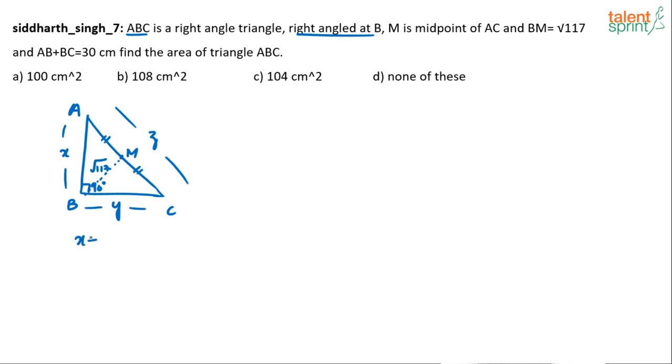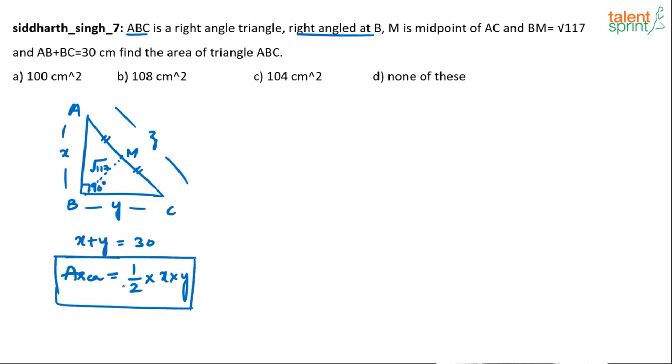So what do we know? X plus Y, right? AB plus BC equals 30. He's asking us to get the area of the triangle ABC. Now you know that for a right angle triangle, the easiest way to calculate the area would be half into base into height. So base here is Y, height is X. So half into X into Y, right? So basically we need to know what is X and what is Y to be able to find out the area. That's the requirement. But the only equation that we have so far in terms of X and Y is X plus Y is 30.